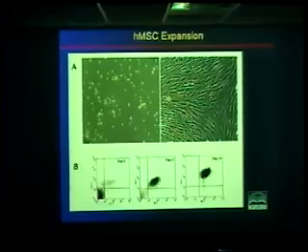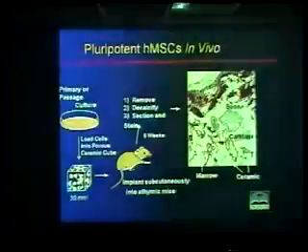We can characterize these cells by virtue of their reactivity with a number of surface antigens. These are antibodies which recognize particular molecules on the surface of stem cells, and you can see here in the case of the SH2 antigen, for instance, at day 2 of culture, the cells are negative, but as culture proceeds, we're isolating a population of cells which is positive for the SH2 and SH3 antigens.